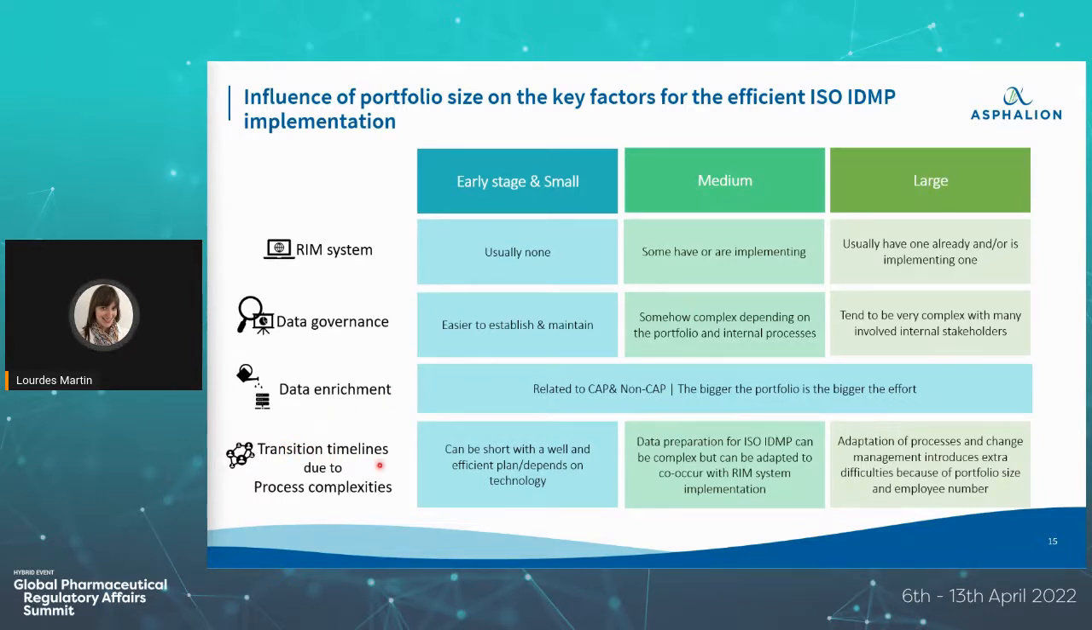Regarding the transition timelines due to process complexities, for early stage and small companies it can be short with a well-defined and efficient plan, but it also depends on the technology available to the company. If we look at the medium-sized portfolio, the data preparation for ISO IDMP can be complex, but it can be adapted, so you can do a RIM implementation along with the preparation for ISO IDMP. And for large companies, you have an adaptation process and change management that introduce extra difficulties because of the portfolio type, but also the employee numbers.